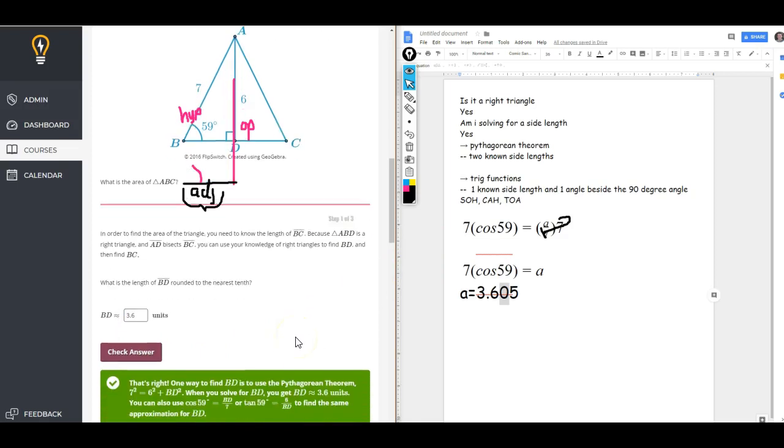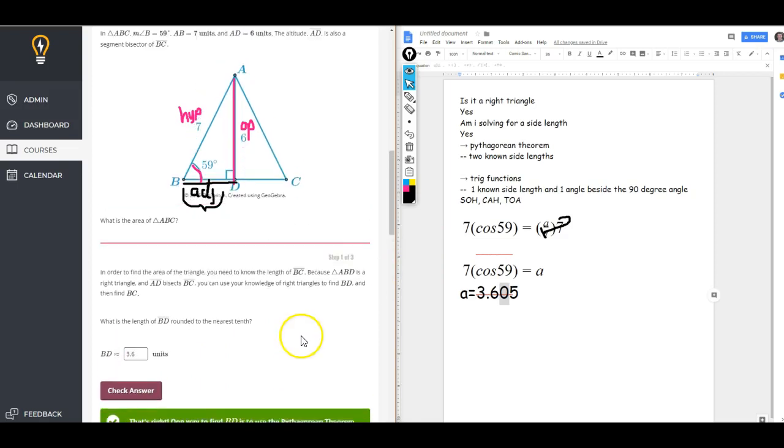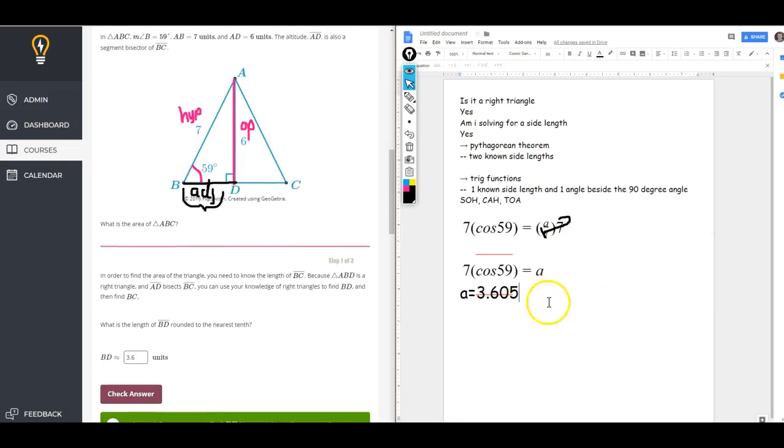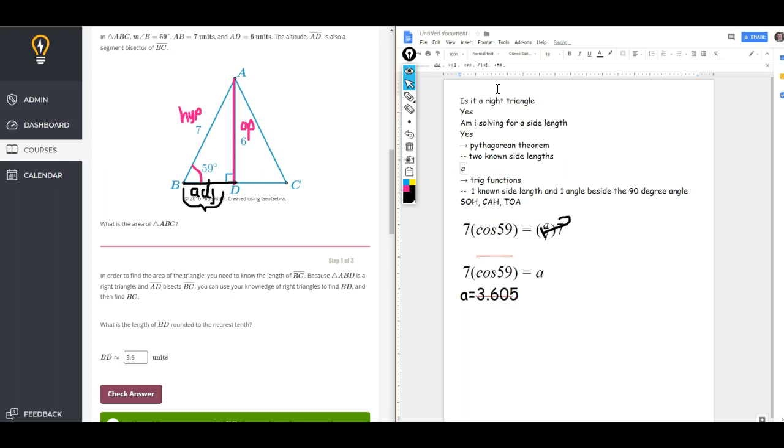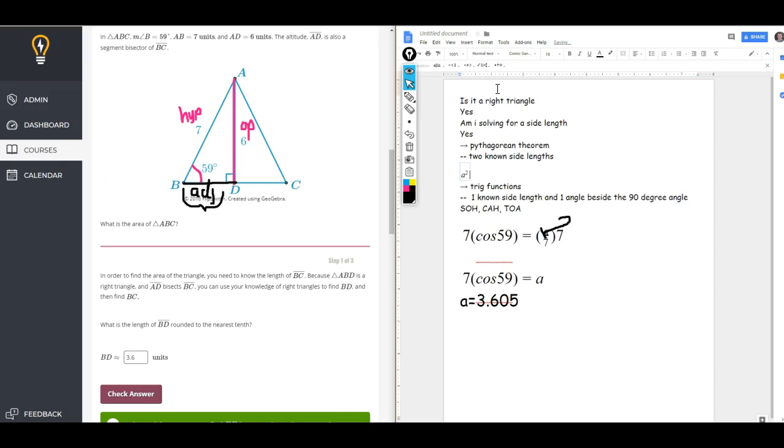Now, one way you could do it is you could also do it with the Pythagorean theorem, and I can show you those steps. So with the Pythagorean theorem, we would have a squared plus b squared equals c squared.